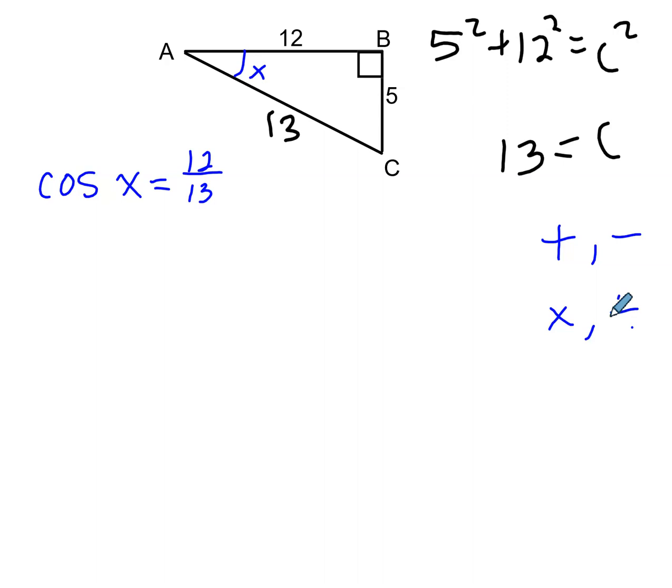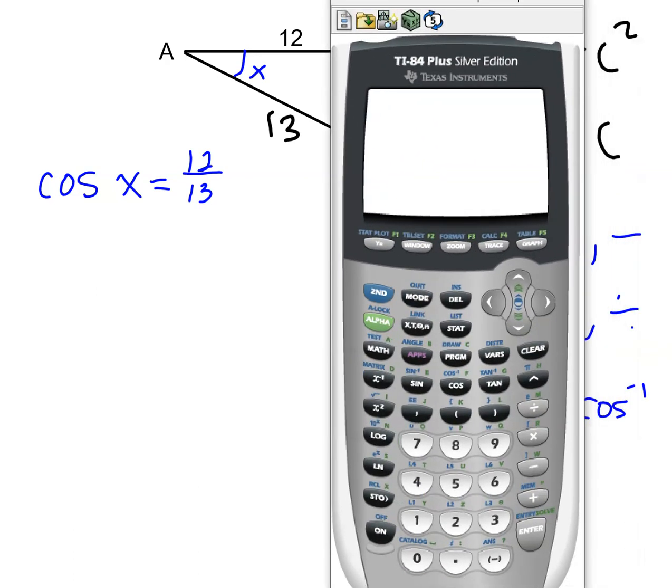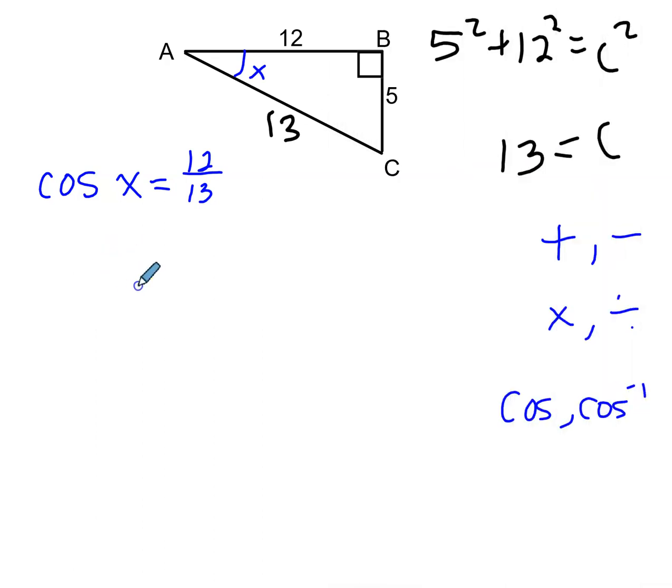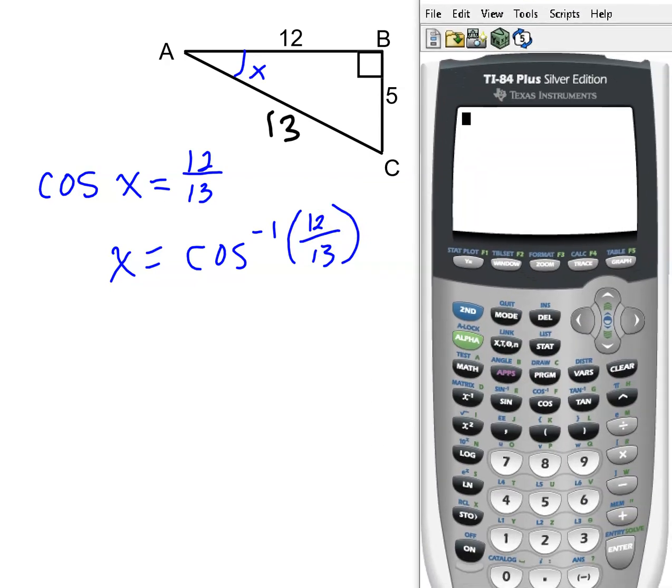And the way we write the inverse of cosine, so cosine is our function, the inverse looks just like cosine, and then it has a -1. If you look at your calculator, you can see that above the cosine button, it says cosine -1. That's the indication that that's the inverse of cosine. So to find x, we're going to use the inverse of cosine of our ratio, 12/13.